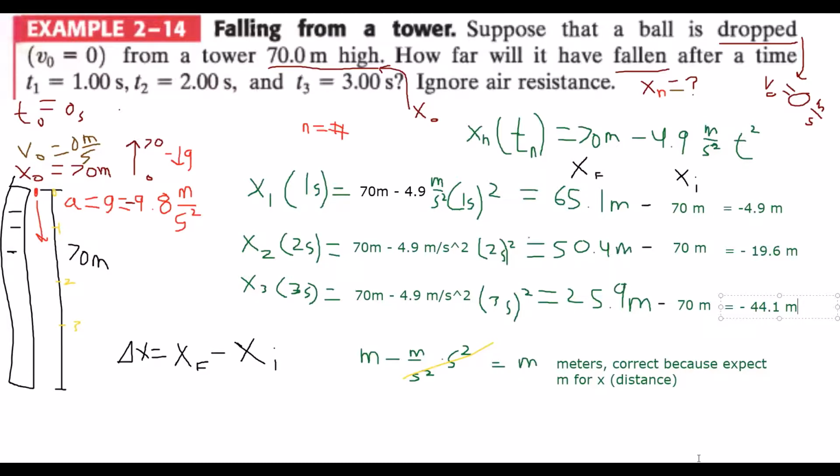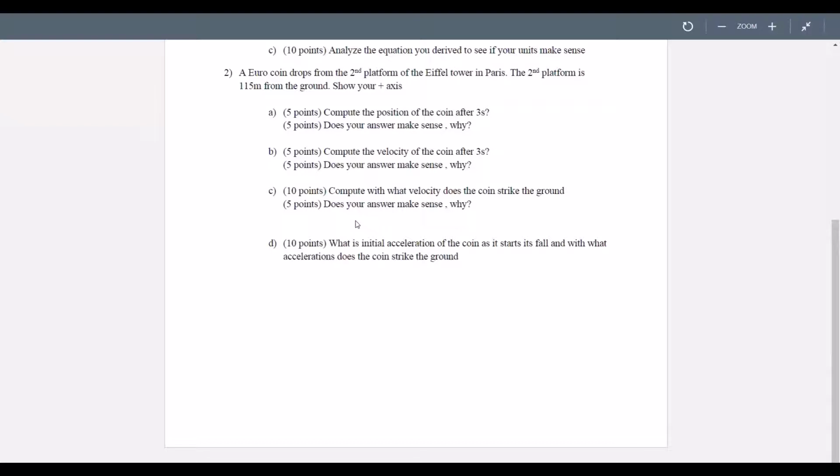I'm gonna go ahead and clear all of these drawings. So you have two platforms, but you're only looking at the second one, and it's 115 meters from the ground. So let me highlight that. 115 meters. And then you're computing position, velocity after so many seconds, and then at what velocity the trajectory. Okay. So we're just gonna say this is the platform, and then it's 115 meters above the ground.